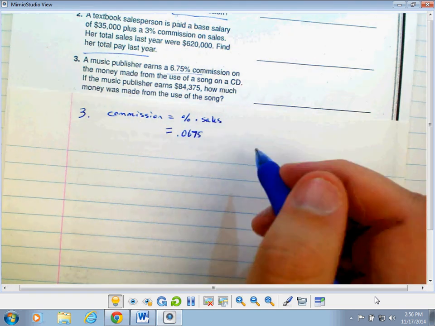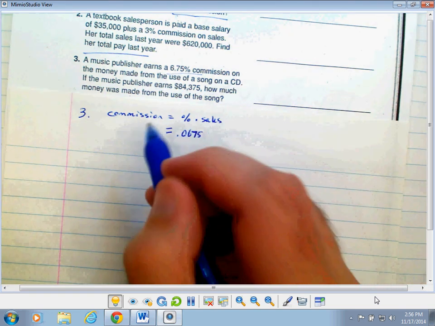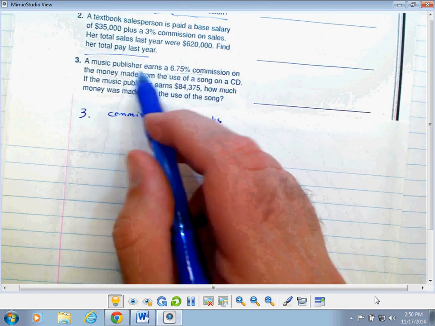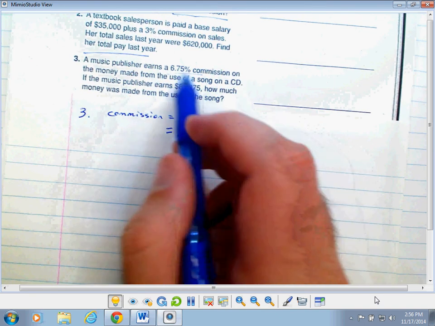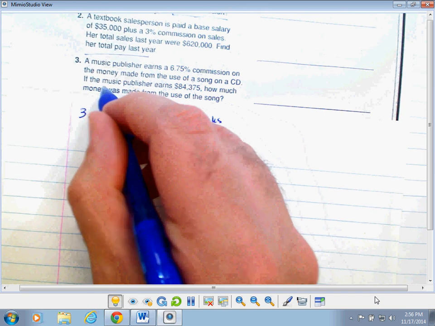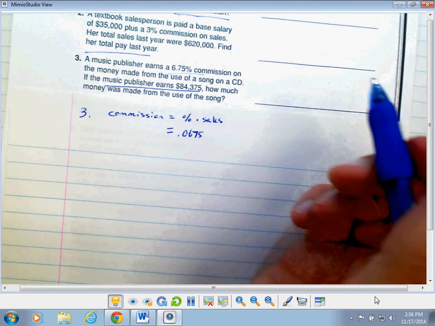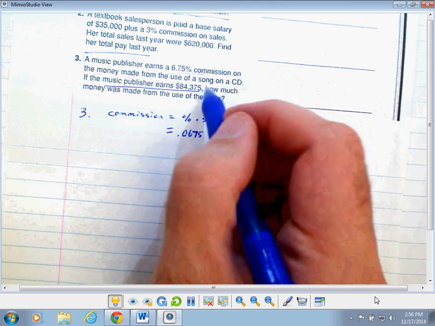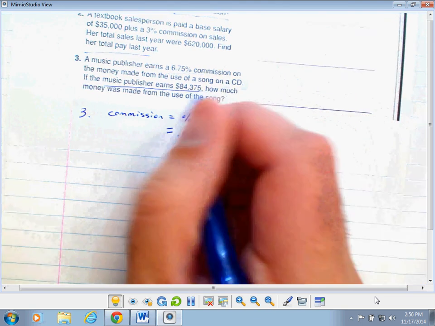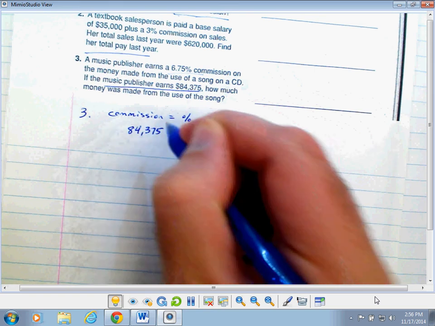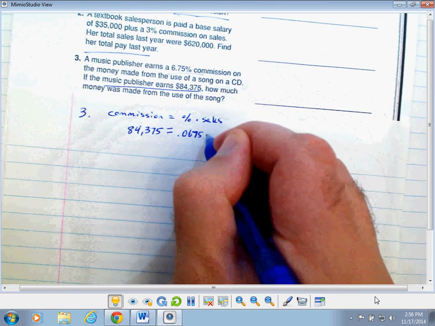The question is, do I know the sales or do I know what he got as a commission? If I read through this, it says that he earns 6.75% commission, and then down here it tells me the publisher earns that. Okay, that was not the sales then, that's what he actually earned. So this is the commission. So I should write it here. And when I don't know the sales, I can put a variable.